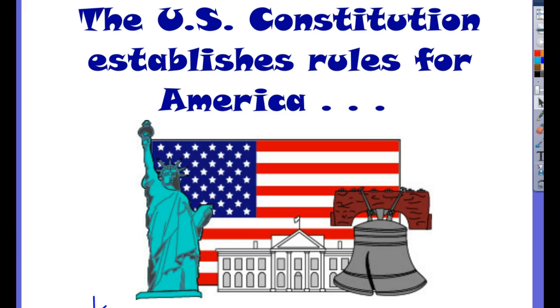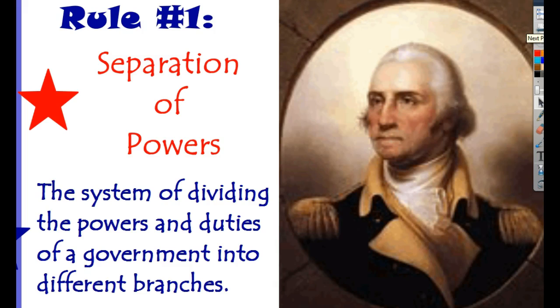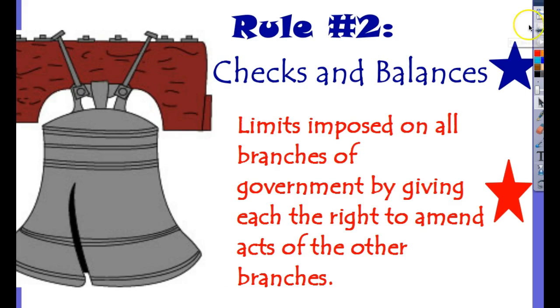The Constitution also established 2 different rules. The first rule was called the separation of powers. Basically, it said, look, we've got these 3 branches, so what we're going to do is separate powers amongst these 3 branches. We're going to divide the powers up. One branch makes the law, one enforces the law, one interprets the law. That way nobody's stepping on each other's toes.